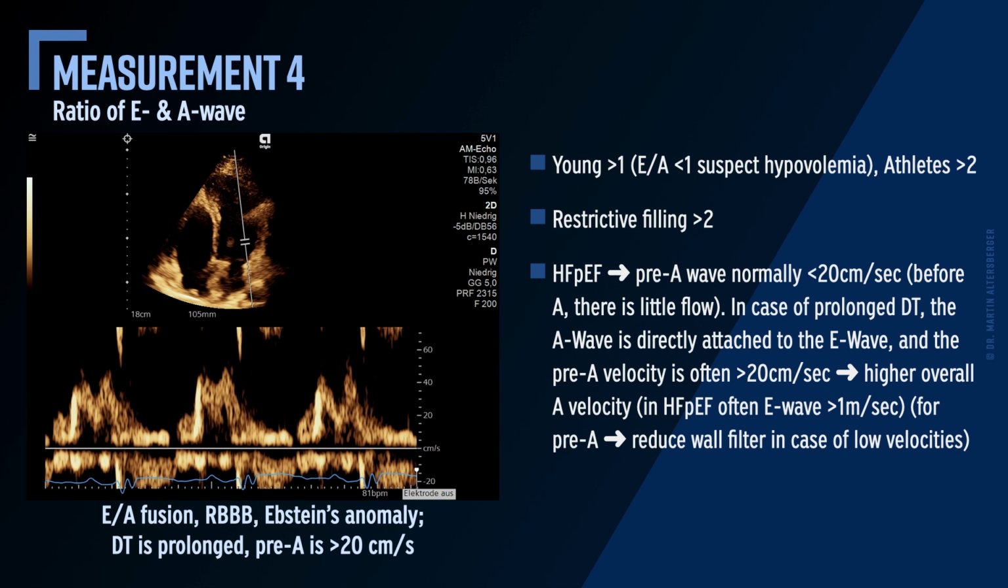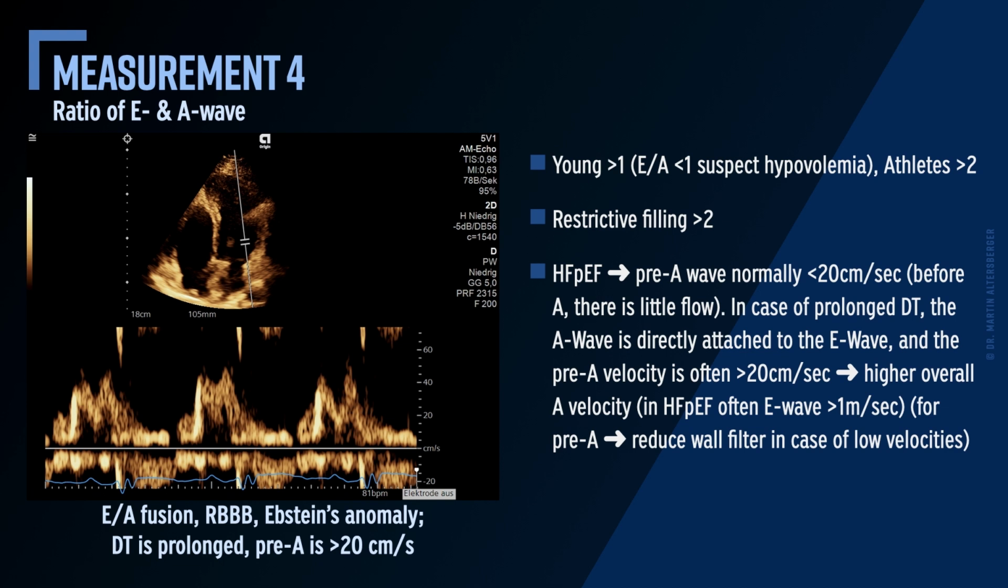In a HFpEF setting, the pre-A wave normally is below 20 centimeters per second. So before the A, there is little fall. In case of a prolonged deceleration time, as we also see it here, the A wave is directly attached to the E wave, and the pre-A velocity is relatively high. So also in this case, around 30 to 40 centimeters per second, so above 20 centimeters per second, therefore resulting in a higher overall A velocity.